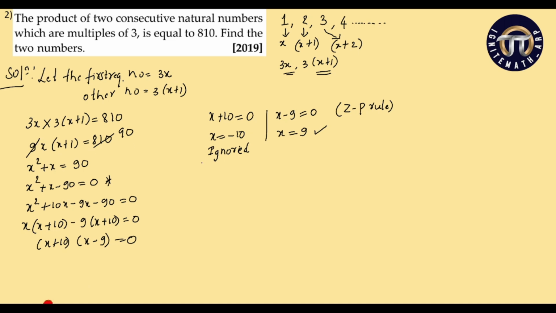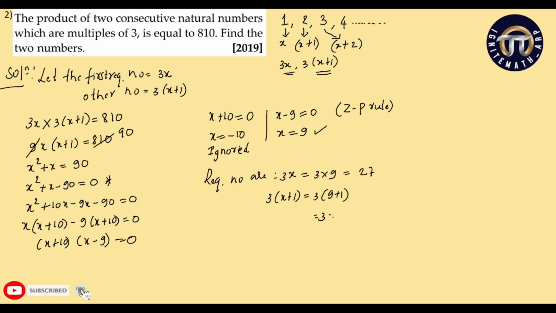So I can say that the required numbers are 3x, that is 3 into 9, which is equal to 27, the first number, and the other number is 3 into x plus 1, that is 3 into 9 plus 1, that is 3 into 10, so that is 30. See here, if you observe clearly, they both are consecutive multiples of 3. Clear? 3 nines are 27, 3 tens are 30.